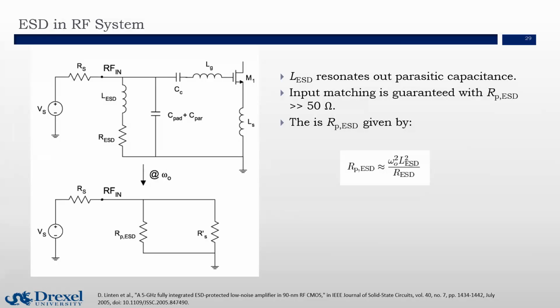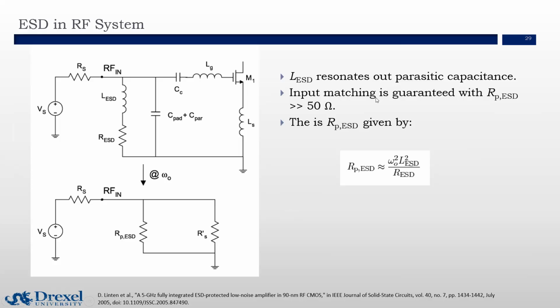We can also model the input port as a small signal model with a voltage source on the left side and a series resistance. We also have an inductance of ESD and the resistance of ESD, and we also take into consideration the parasitic capacitance and the parasitic capacitance of the differential pair. So the ultimate goal is to resonate out all the parasitic capacitance.